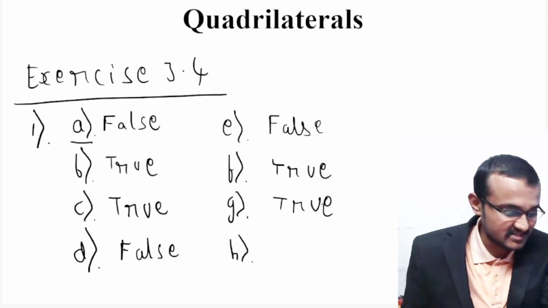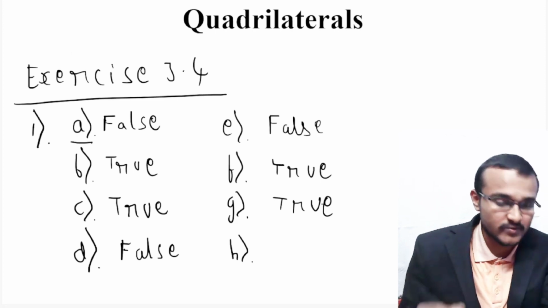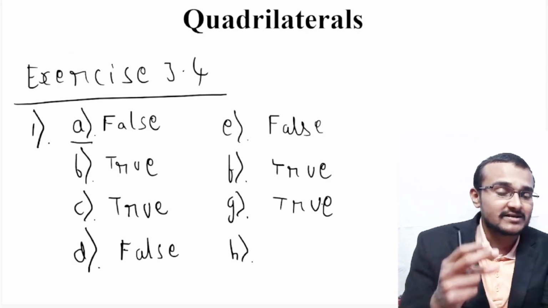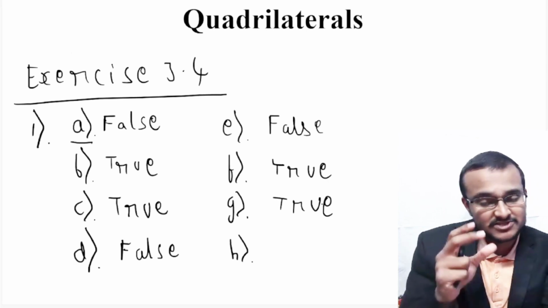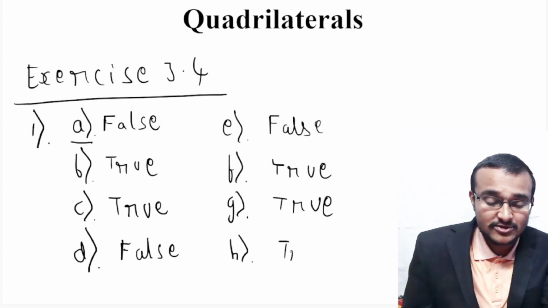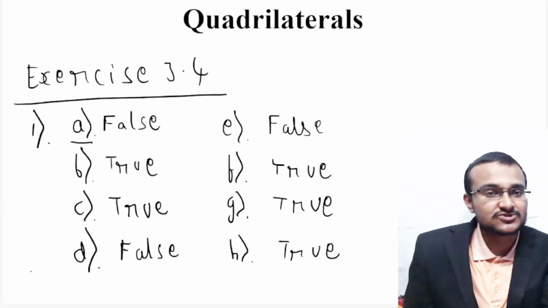Coming to the H question in this particular first question, they have given all squares are trapeziums. So in a trapezium, at least one pair of opposite line segments should be parallel to each other. In squares, opposite sides are always parallel. So a square can also be a trapezium. So the answer for H question is true.